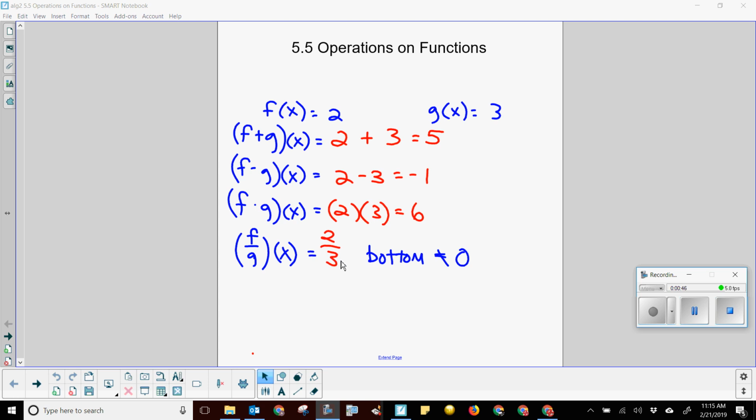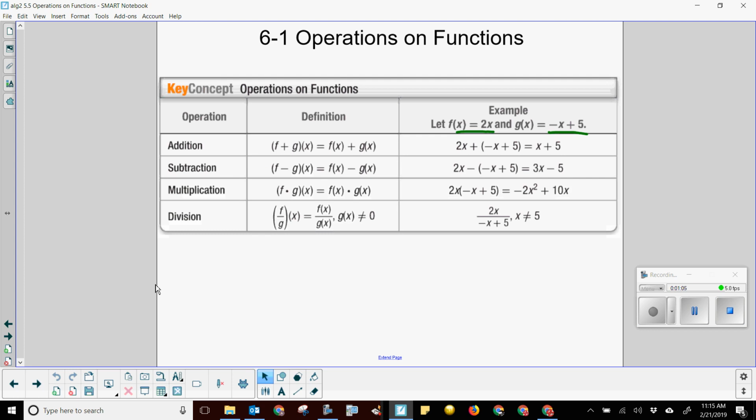what would make our bottom number 0, because we cannot divide by 0. So if there was an x down here, and this said x plus 2, well, then we would have to say x cannot be negative 2, because negative 2 plus 2 would be 0. So we'd have to tell them, okay, x can't be this. But it's this simple. So here's their interpretation of what I just said, except they used 2x and negative x plus 5.